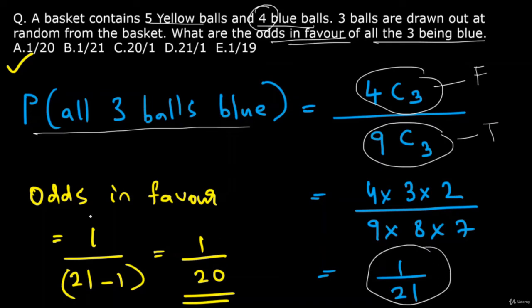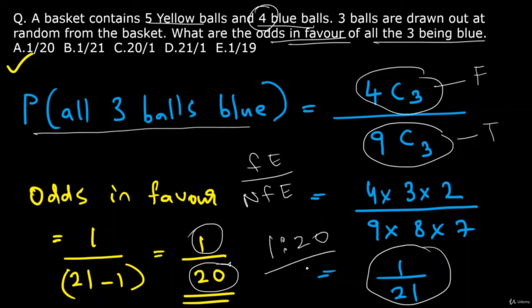Alright. Now remember, odds in favor is favorable events by not favorable events. So what does it mean that probability is 1 by 21? It means that out of a total of 21 events, there is 1 favorable event. So favorable event is 1, and in this case, not favorable events are 21 minus 1, that's 20. So odds in favor is favorable events by not favorable events. In this case, that's 1 divided by 20, or you can write it as 1:20. And that is your answer, option A.